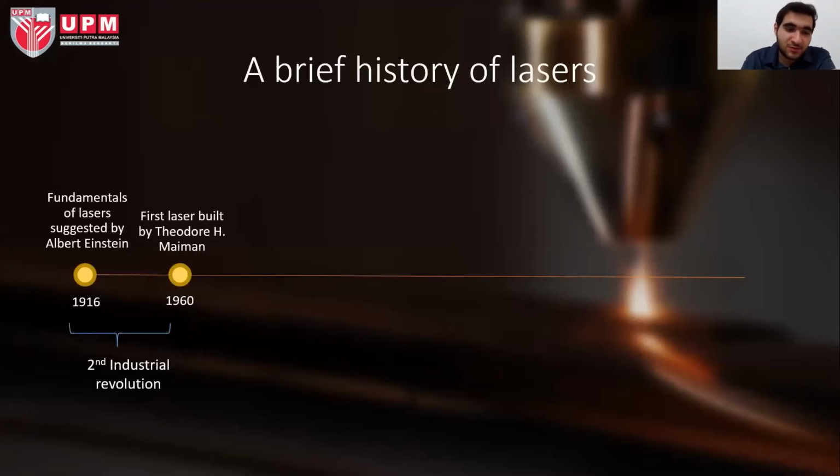And now I cannot stress this enough. Way back in 1916, the man himself, Albert Einstein, suggested the fundamentals of lasers. However, as he was ahead of his time, it took almost 40 years until the first laser machine was built by none other than Theodore H. Maiman himself. So even though this idea was composed way back in the earliest of the 20th century, it was only half a century later that the first prototype was built. But nevertheless, we got it.